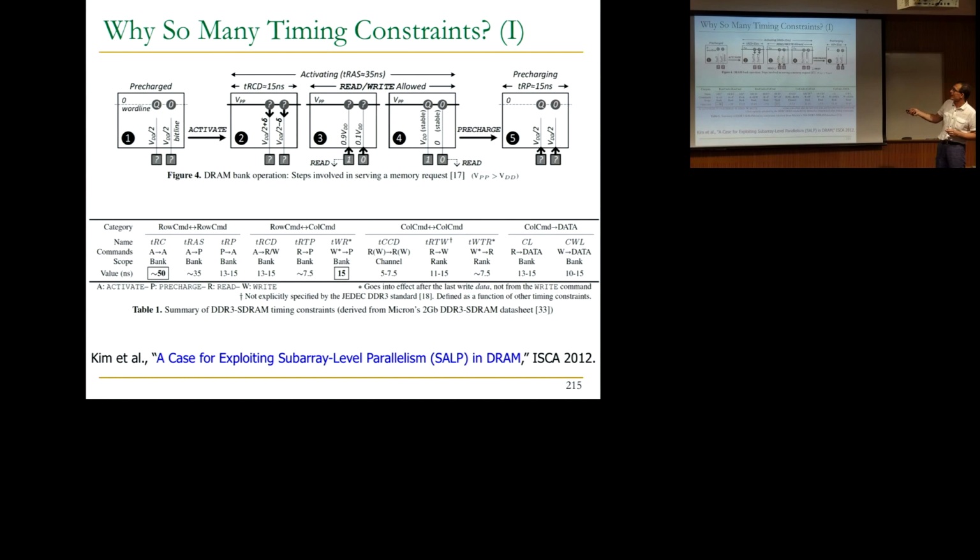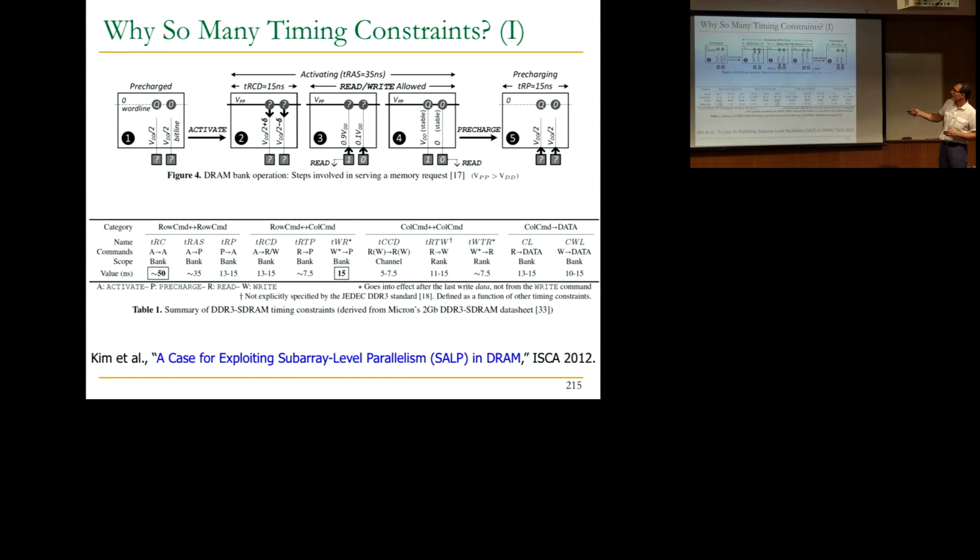So the activate to read delay comes because of the fact that you need to wait until the sense amplifier senses the correct data. It's specified that way. As you can see, if you go over here, the activate to read delay, TRCD, you can find it over here. It's a delay between a row command and a column command, activate to read or write, and it's at the bank level. Its scope is at the bank level. Its value is this much in DDR3 technology over here.